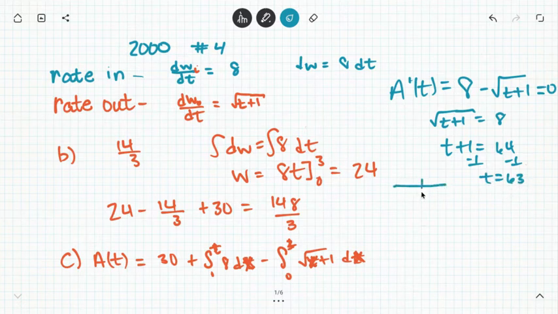We can test that. If we choose something less than 63, we get a positive value. If we choose something greater than 63, we get a negative value. So we know that a maximum occurs when time is 63, and that's what it asks for. So that would be the answer.